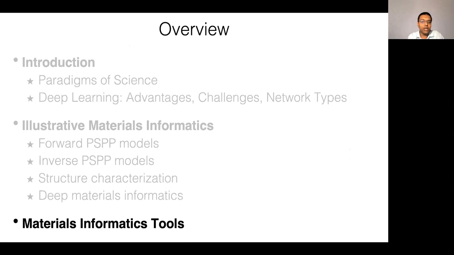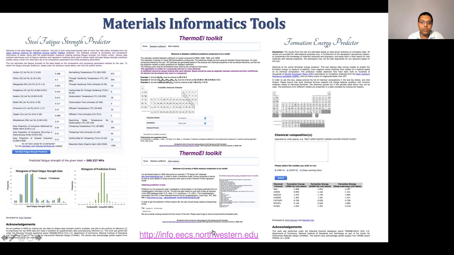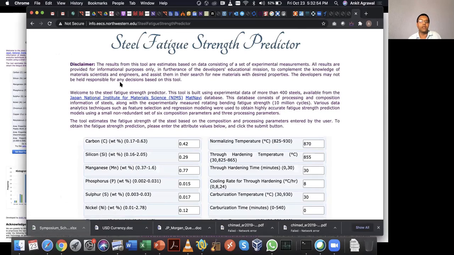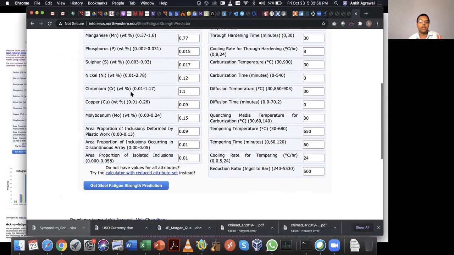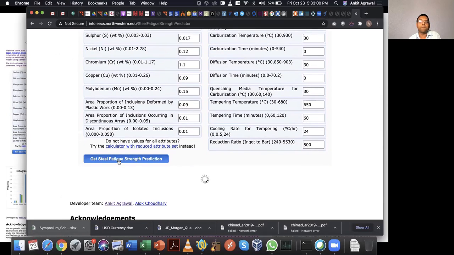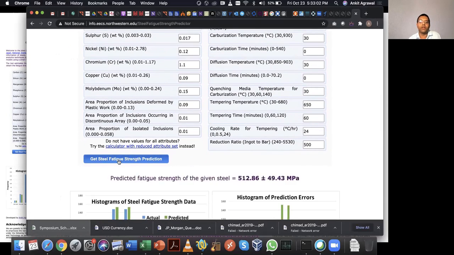So let's see, I have a couple of minutes, so let me quickly show you a demo. We have this website, where there are a lot of tools available in different domains: materials, healthcare, and so on. For materials, we have this steel fatigue strength predictor, where you can put in a steel of your choice and get predictions of fatigue strength in real time.